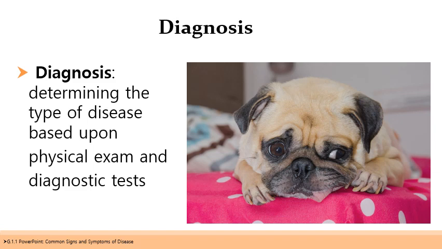Now, the problem is this. Physical symptoms can be similar for many different diseases. For example, vomiting or diarrhea could be a symptom of a bacterial infection in your gut, but it could also be a symptom of other diseases as well.